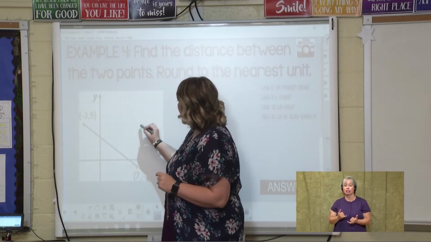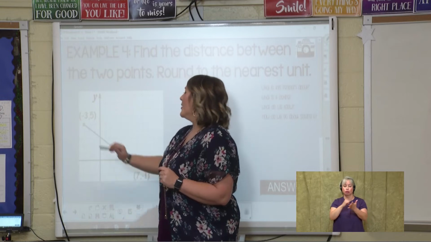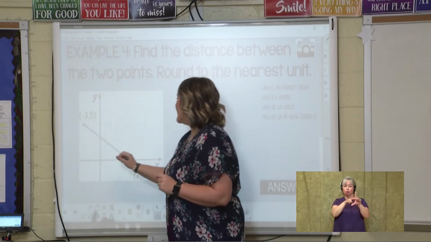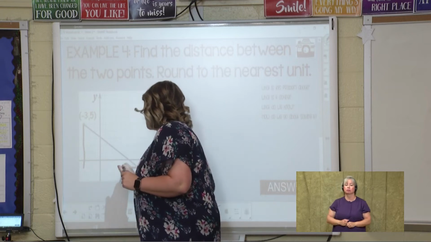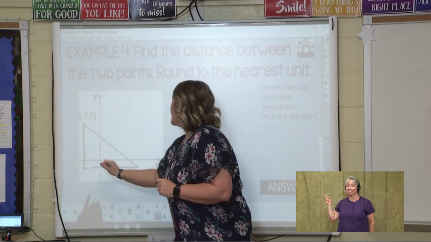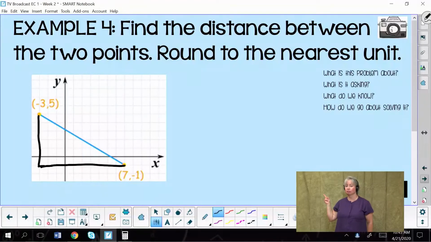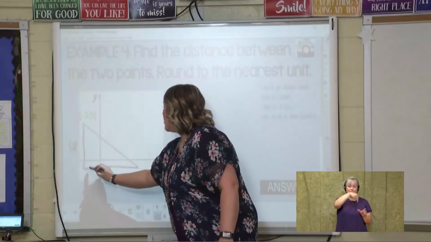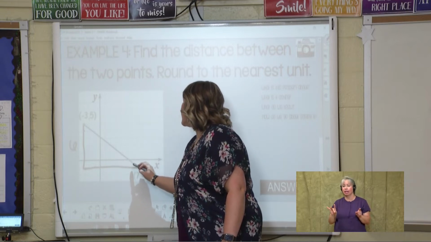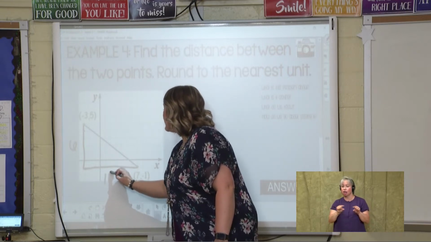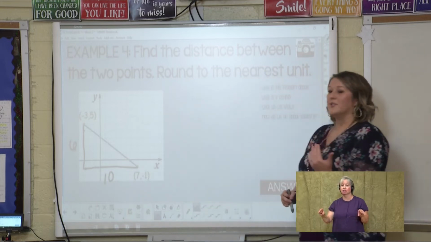You can either go up and left, or you can go down and right. For this, I'm going to go down and right. Okay. How many units did we go? 1, 2, 3, 4, 5, 6 down. And 1, 2, 3, 4, 5, 6, 7, 8, 9, 10 is this length. So 6 units and 10 units.